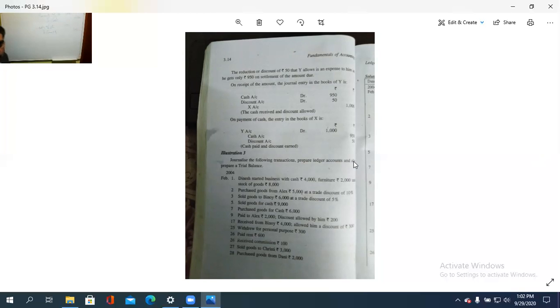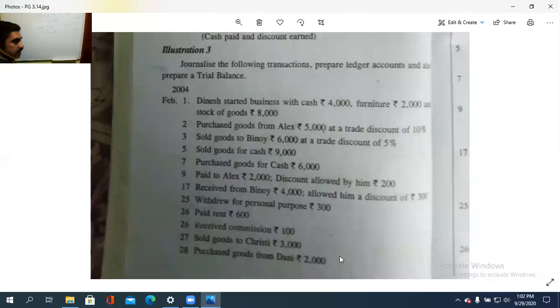Then sold goods to Christie. So what is that? Christie debtor to sales 3,000. Then purchased goods from Danny. So what is the entry? Purchases account debtor to Danny. So it is 2,000.